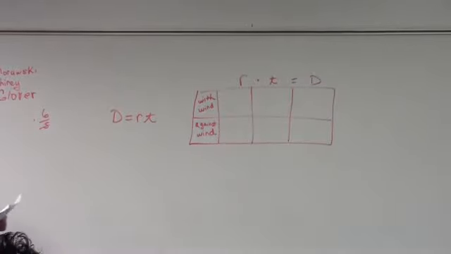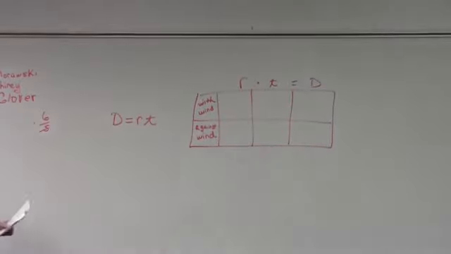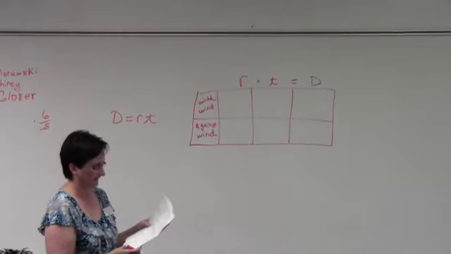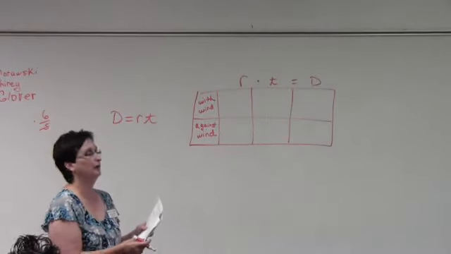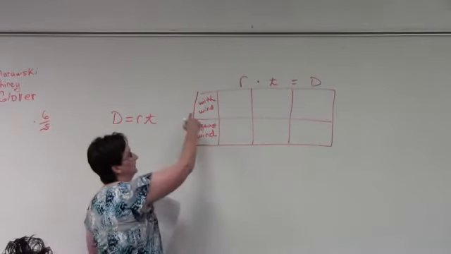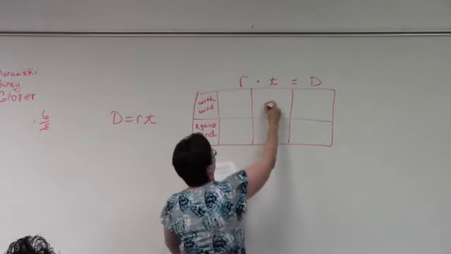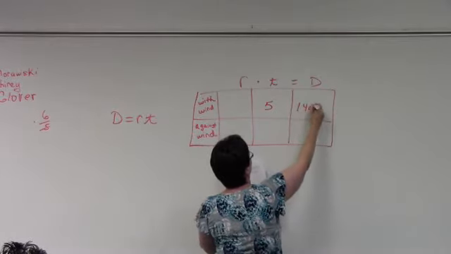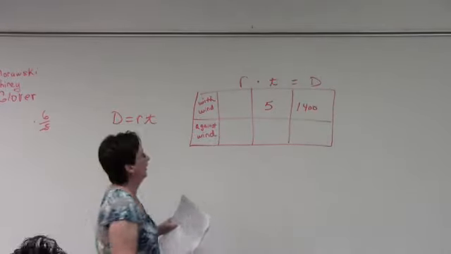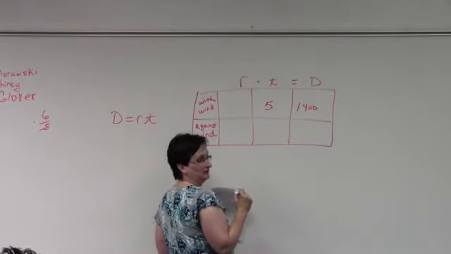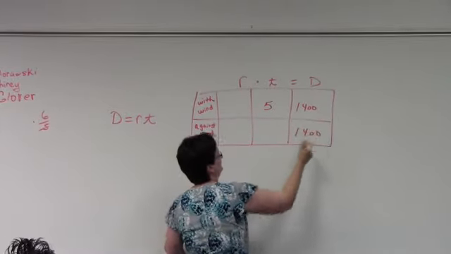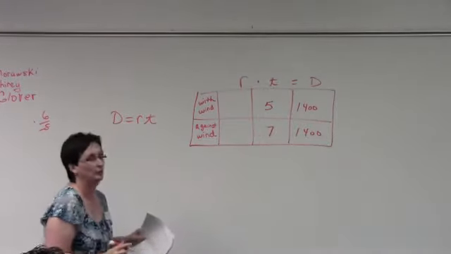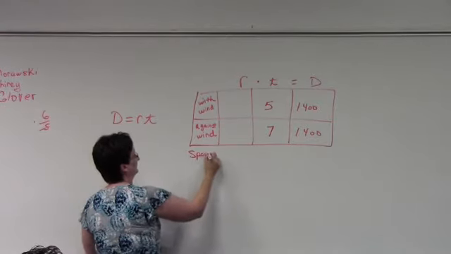It said a twin-engine aircraft can fly 1,400 miles from City A to City B in how long? 5 hours with the wind. So where does that go? On the top. With the wind, 5 hours, and how far? 1,400 miles. All right, then we're going to turn around and go home. How far is it here? 1,400 miles. The same distance. How long does it take this time? 7 hours.